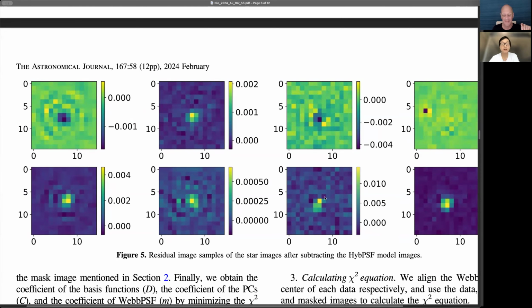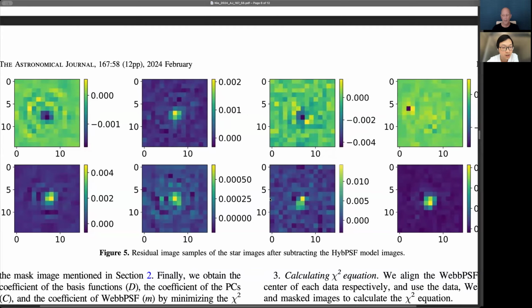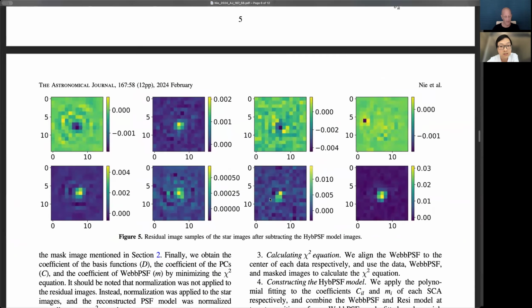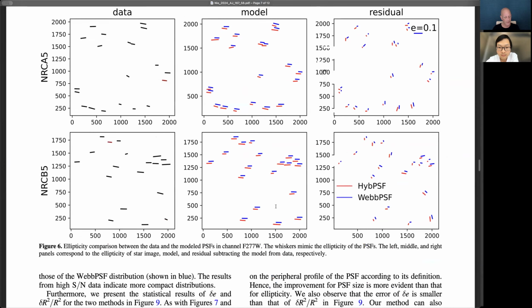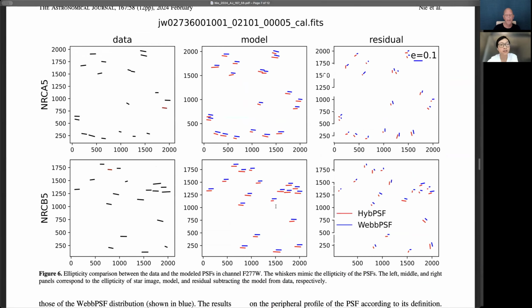But as for weakness, we care more about the shape precisions. So we further do the shape comparisons for the PSF models and the star images. The first comparison is shown in figure 6, the ellipticities. The left panels show the ellipticity made from the star images at different positions for both of the two modules.